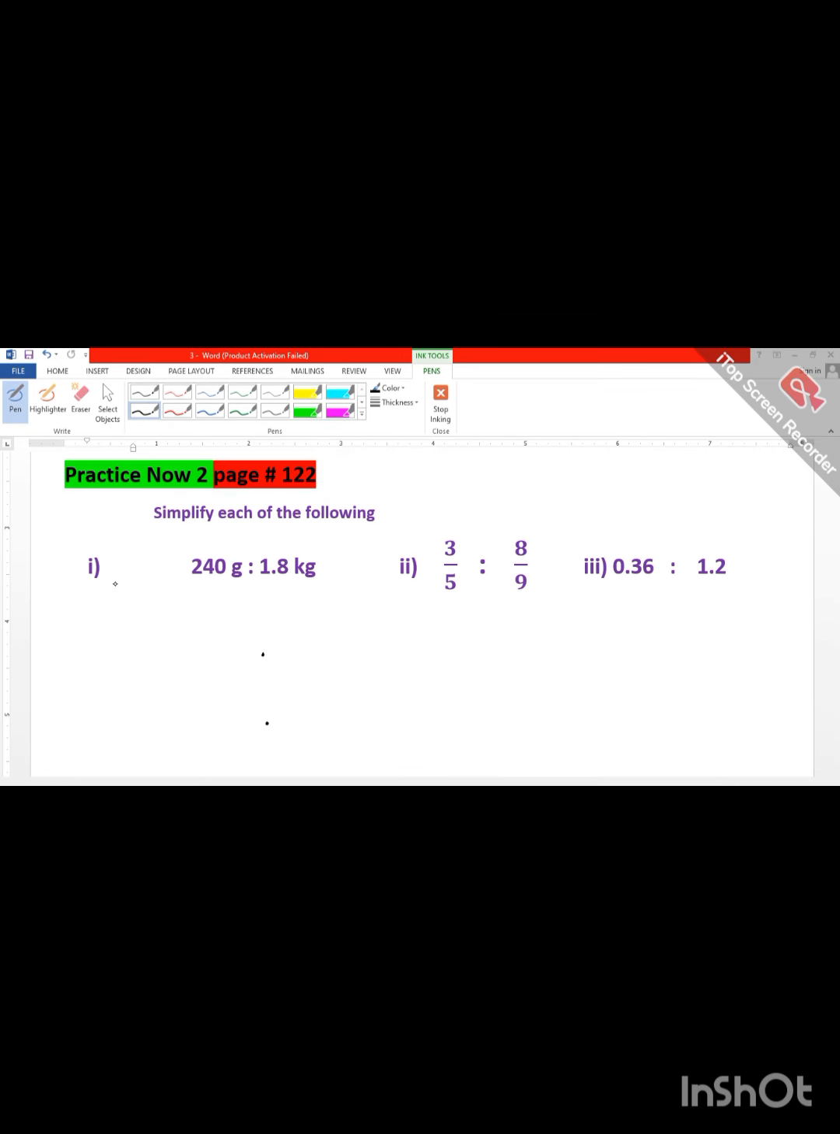So students, now practice at page number 122. As you look at the questions, these are the same questions as we did. So I will not solve these questions. You can solve them at your home. Similarly, I advise you to make the same unit, means you have to multiply the kilograms by 1000, and when they are changed into grams, then you will simplify. Fine. So you can do it by yourself.